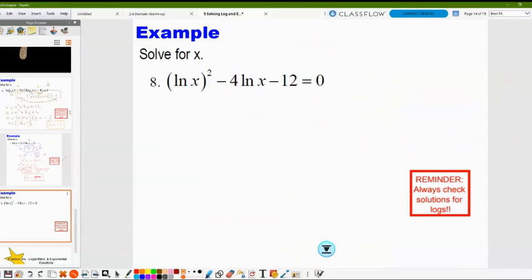Okay. Last example. We've got natural log of x squared minus 4 natural log of x minus 12.